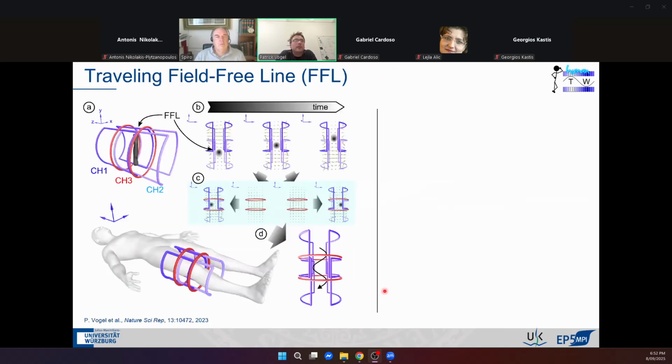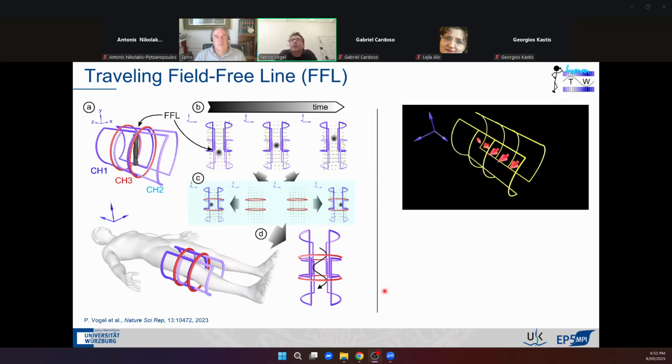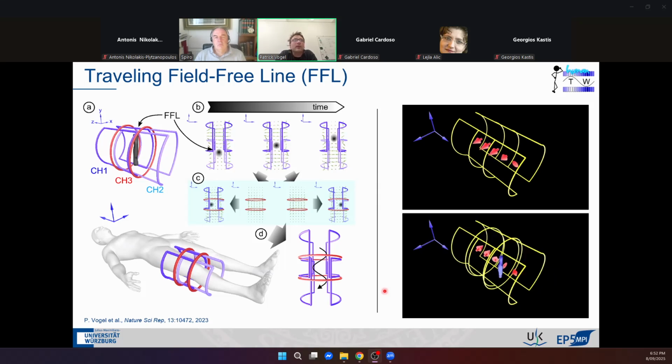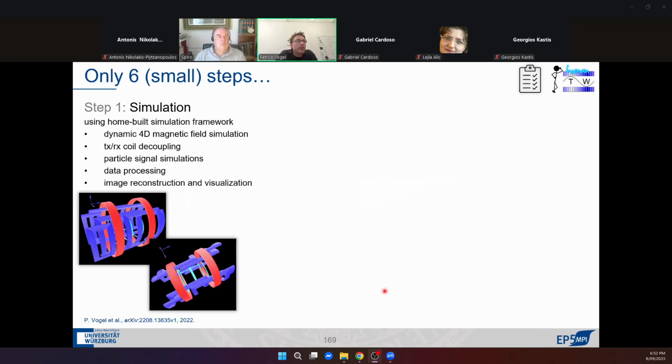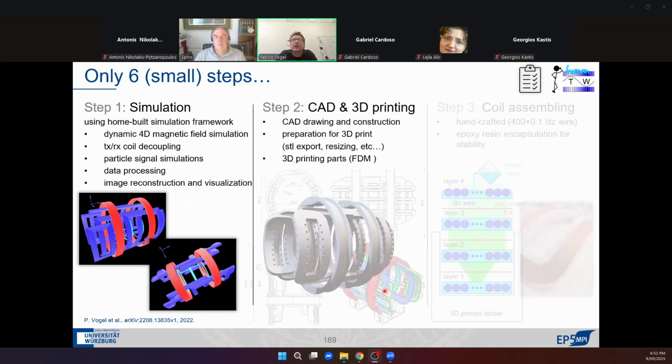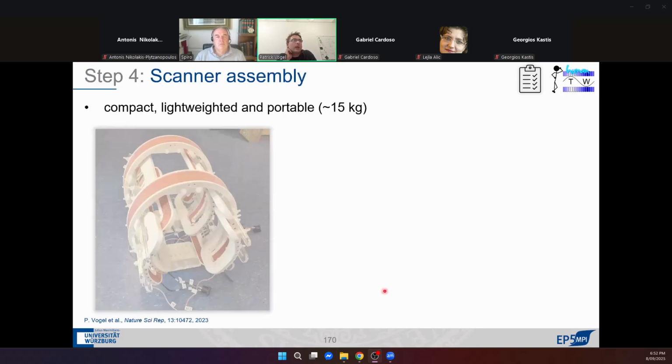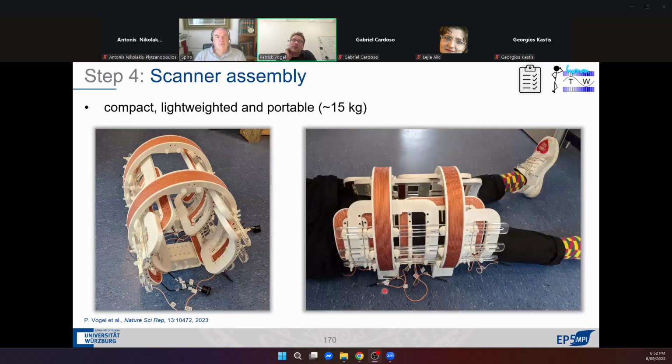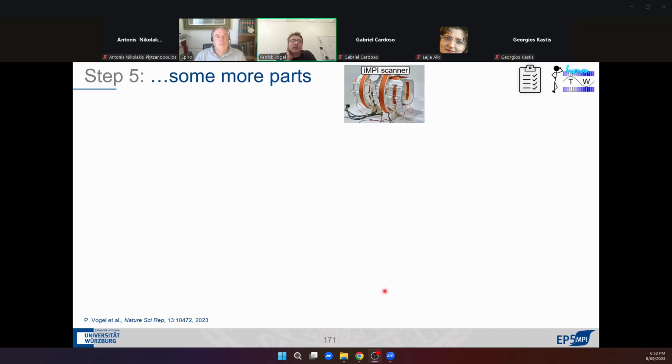And here's what the system looks like. One of the goals was to make it usable within an angiography lab, so with a CT scanner or in an X-ray scanner, and it's also a field-free line scanner. You can see it on the left. During the pandemic situation, we had a lot of time to build up the system. So we performed simulations, CAD, 3D printing, coil sampling, and you end up with this quite nicely lightweighted and portable system. And of course, you need, again, a lot of parts along the system.